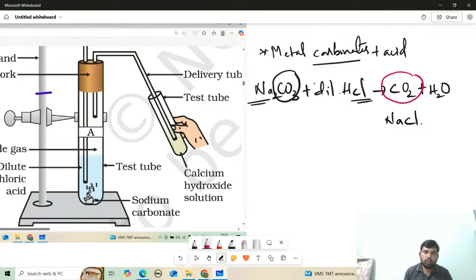So how is this gas confirmed? Now you can see here they taken sodium carbonate, and the sodium carbonate is reacting, made to react with the dilute hydrochloric acid.